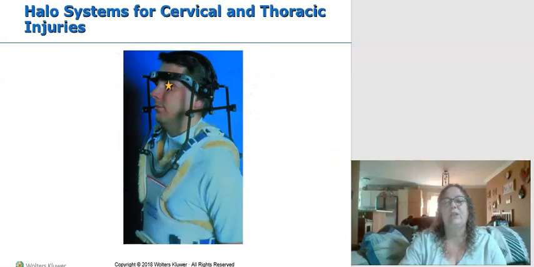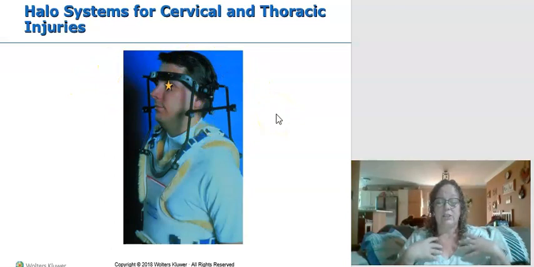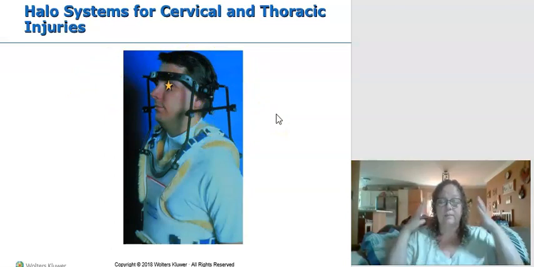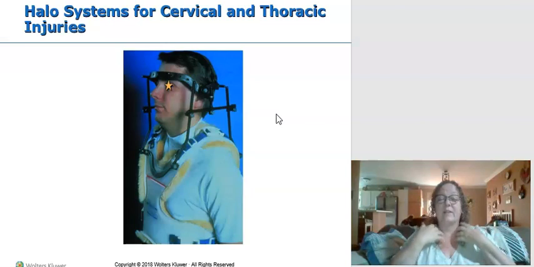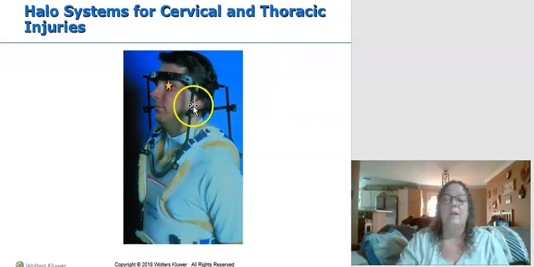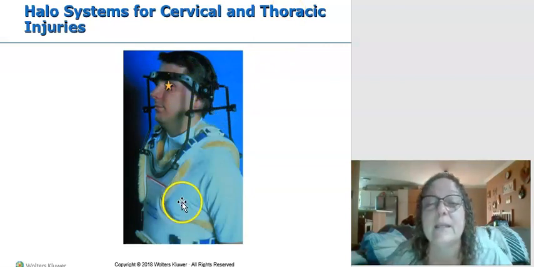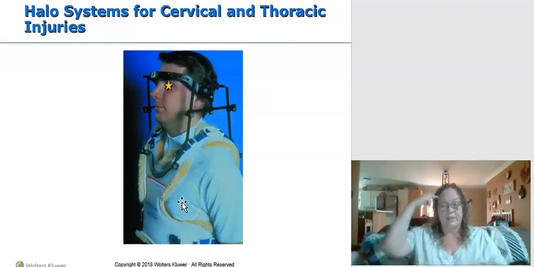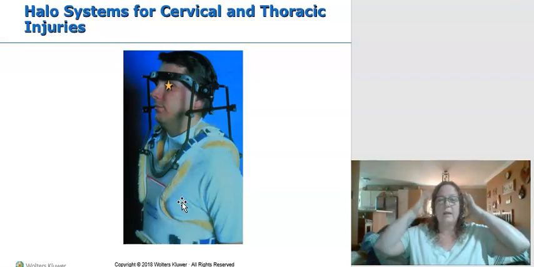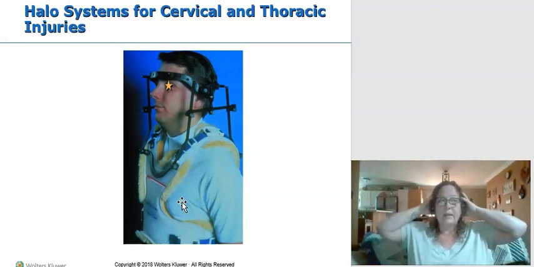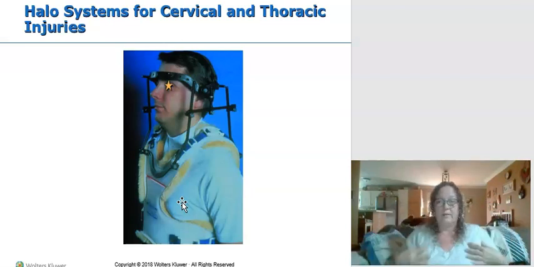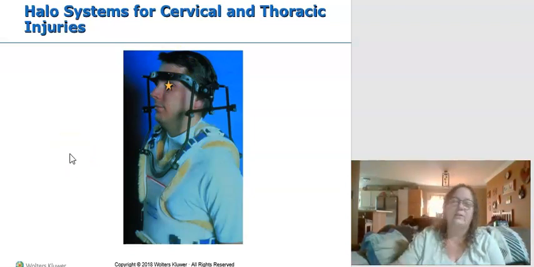So this is just a picture of a halo system for cervical and thoracic injuries. This is used to keep the head and neck aligned in a lot of cervical injuries. Along here, maybe you can't see them, but there are pins that actually go into the skull and hold the head in place, so they can't do this. It keeps all of this in line. So you'll need to know how to do pin care, and I think we talk about that here in a little bit.